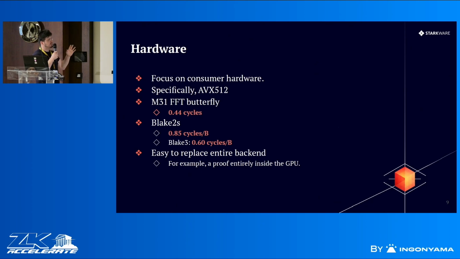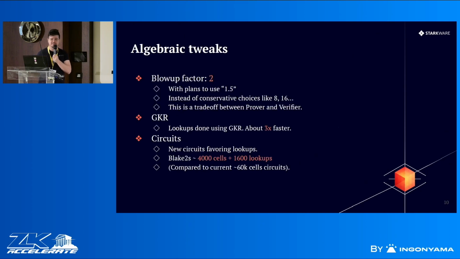Blake 2 also takes a very small number of cycles. It's again the fastest we know, also gigabytes per second. And these are just the performance on our AVX backend. So it's easy to replace everything else, and we do intend to do that. We intend to also implement a GPU backend, and we hope it will be very fast, but we don't know yet. And again, about the algebraic tricks.